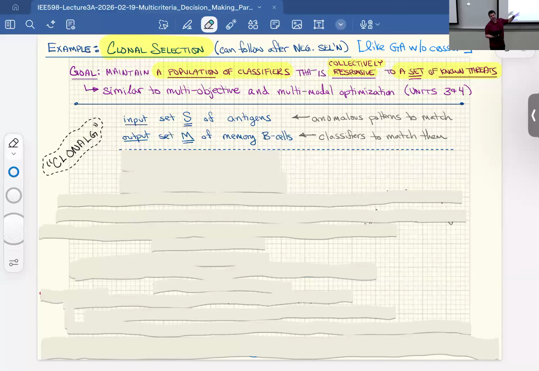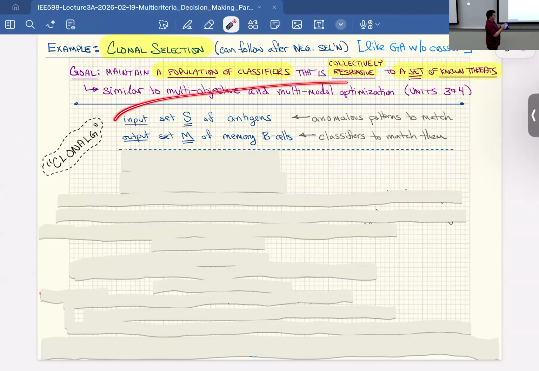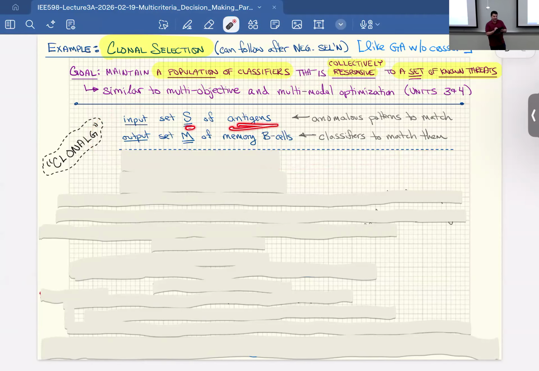And this will look a lot more like a genetic algorithm. The idea here is that we're going to start out with a set S of antigens. These are anomalous patterns we want to match. Someone's already told us that these are attack patterns. We may not know how to match them, but we do know that these enemies exist, and we have some way of putting a test case of this enemy into our system and seeing if we can detect it. So we've got our white hat hackers or something like that. That's our S set of antigens.